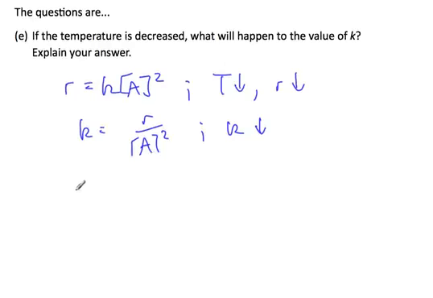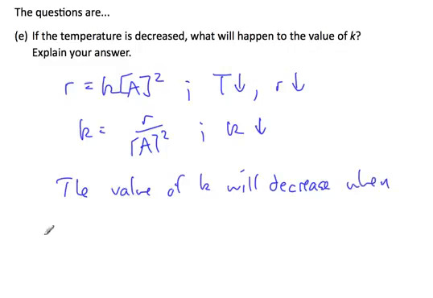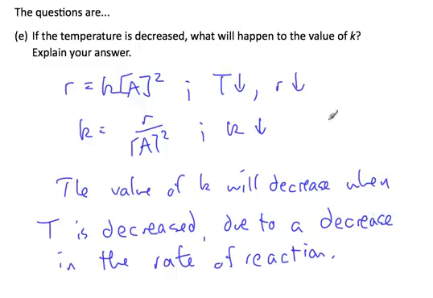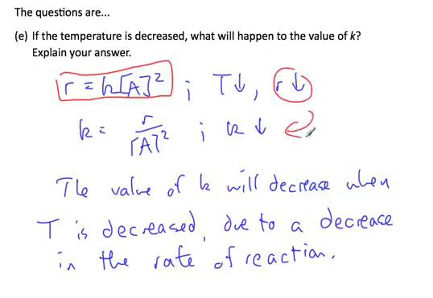So if we decrease rate, K is going to decrease. Okay? So in terms of explaining it, the value of K will decrease when T is decreased due to a decrease in the rate of reaction. So there you go, there's the explanation, and you arrive at your explanation by working through the rate law, the fact that T decreases, rate decreases, and how that's affecting K.